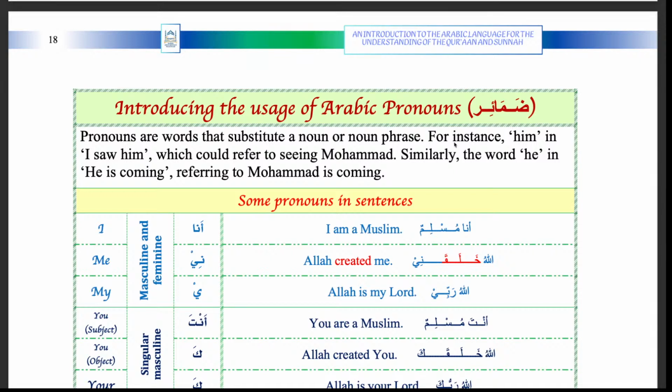For instance, him in I saw him. Right? Which could refer to seeing Muhammad. So you have the actual noun, I saw Muhammad. Now if I replace this noun with him, that him is called a pronoun, right? It's representing the noun Muhammad. Or the word he in, he is coming, referring to Muhammad is coming, and so on, right? And it can replace an entire phrase, as we will see, inshallah ta'ala.